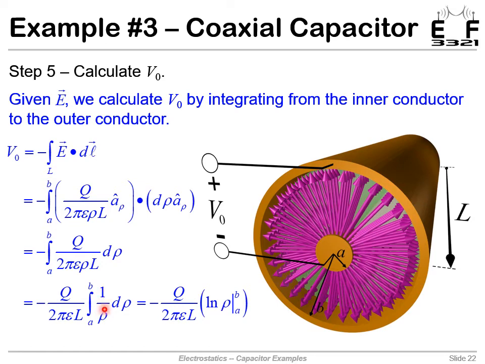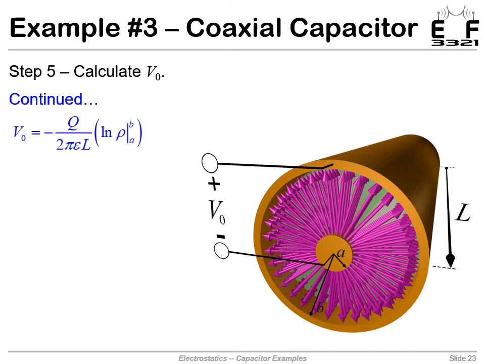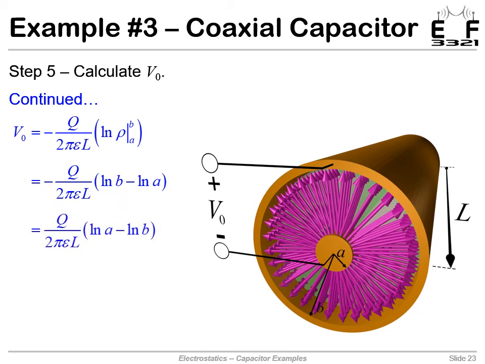So the antiderivative of 1 over rho is the natural log of rho. Then of course we evaluate that at B and then subtract it, evaluate it at A. Here's our expression from the previous slide. We then evaluate our natural log of rho at B minus natural log of A. We have a negative sign out here that we can absorb into the parenthesis, and we just switch that. And the natural log of A minus the natural log of B is simply the natural log of A divided by B. And that's our final expression for the potential difference between the plates.